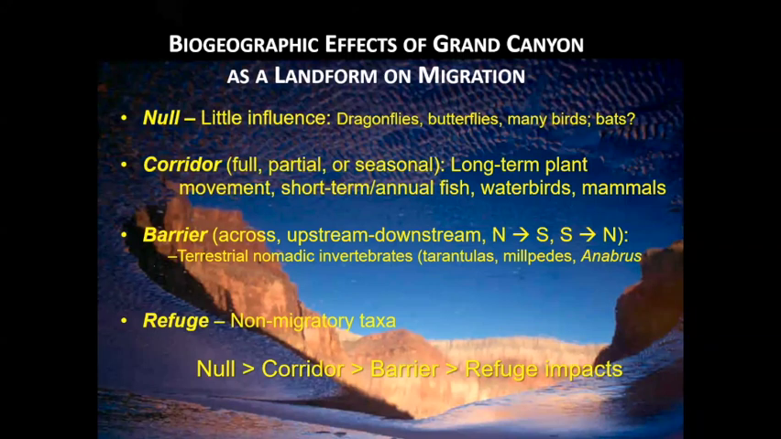The Grand Canyon is certainly a barrier to nomadic invertebrates that are trying to migrate. Tarantulas and millipedes and Mormon crickets, for example, can't get across the barrier. In the refugia that exist in Grand Canyon, most of the species living there, as I said, are non-migratory. So perhaps most of the species in the landscape are not really affected that much by Grand Canyon, but corridor effects are quite strong, bigger than barrier and refuge effects.